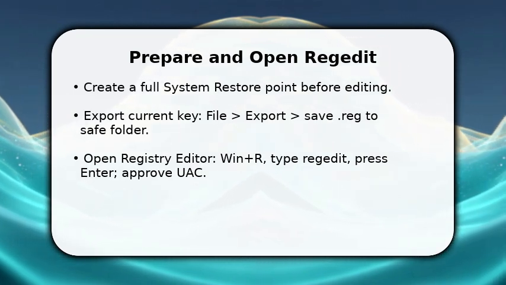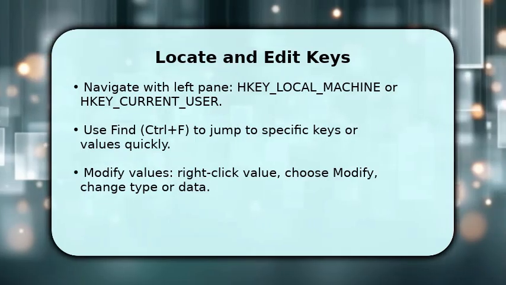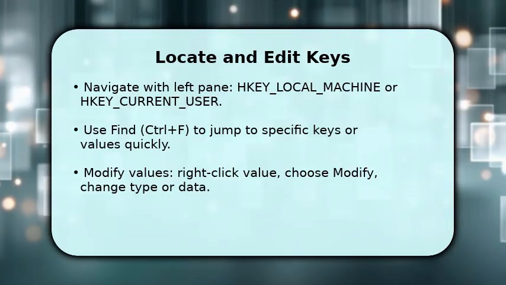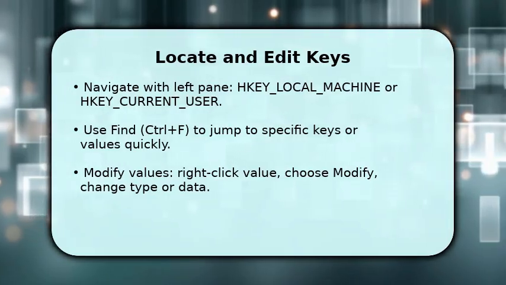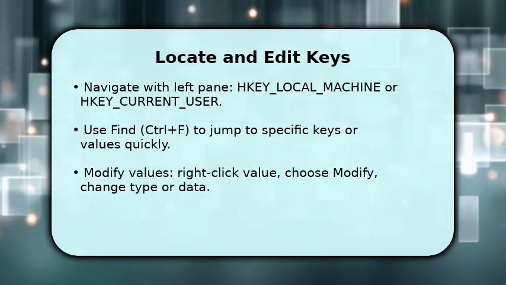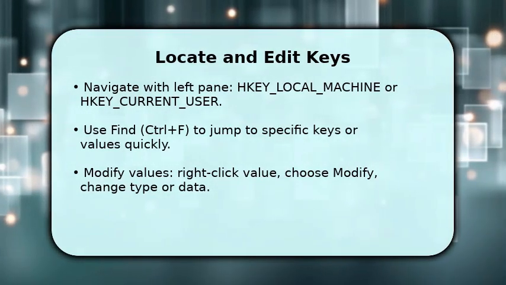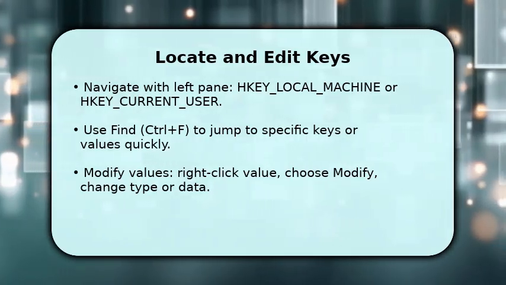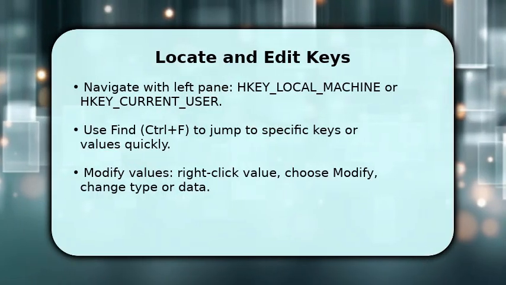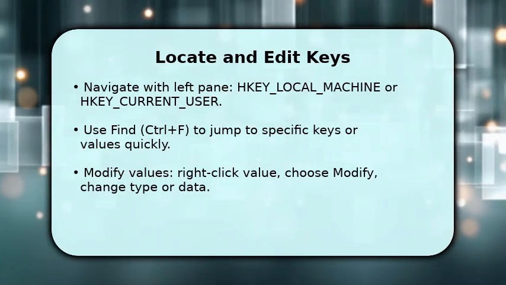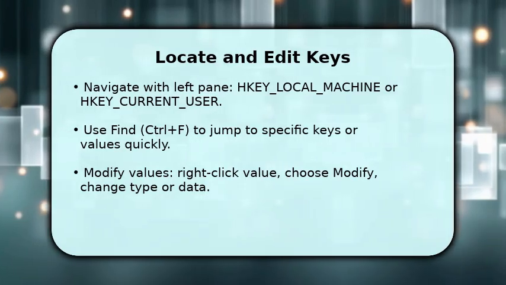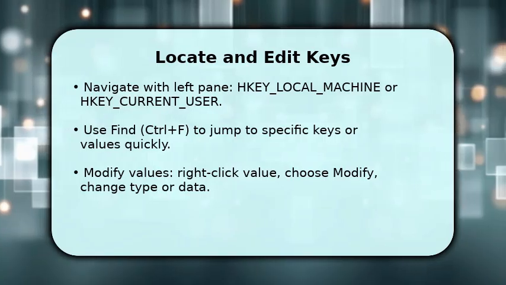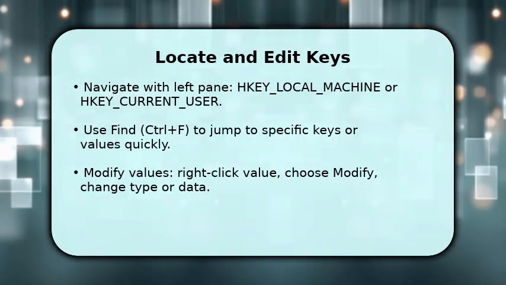Now focus on safely locating and editing the target keys. Use the left pane to expand HKEY_LOCAL_MACHINE or HKEY_CURRENT_USER depending on the issue, and use Ctrl+F to search for keys, values, or data strings. Once you find the correct value, right-click it and choose Modify to change the data or type. Use careful increments for DWORD and keep format exact. If adding a key, use new key or new value types. Always double-check path and spelling before applying edits to avoid system instability.